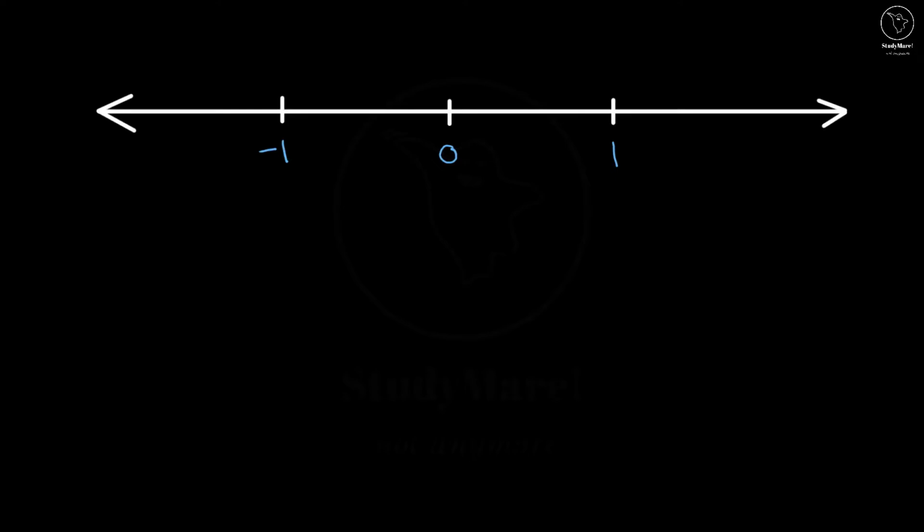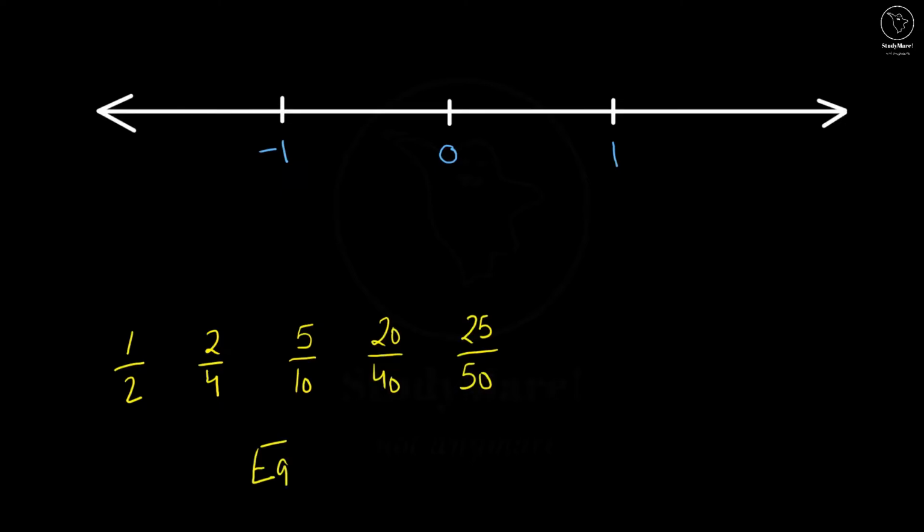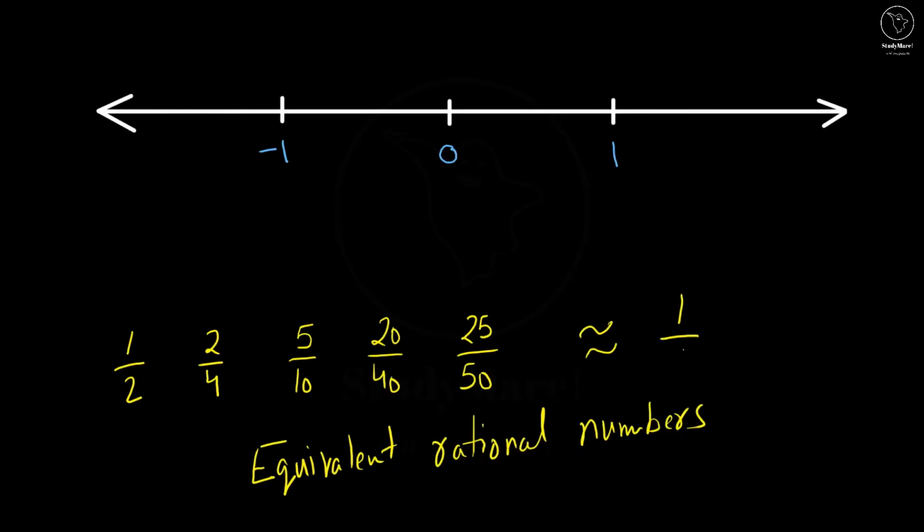Please also understand that 1/2, 2/4, 5/10, 20/40, 25/50 are all equivalent rational numbers. We only represent 1/2 on the number line and not its other equivalent forms. Means, while representing a rational number on the number line, we choose the number in its simplest form, where p and q are co-prime numbers, no common factors except 1.